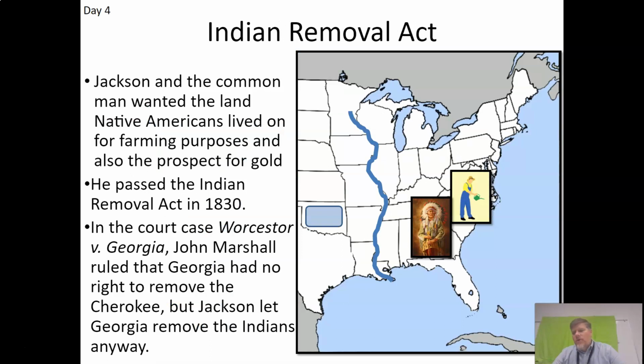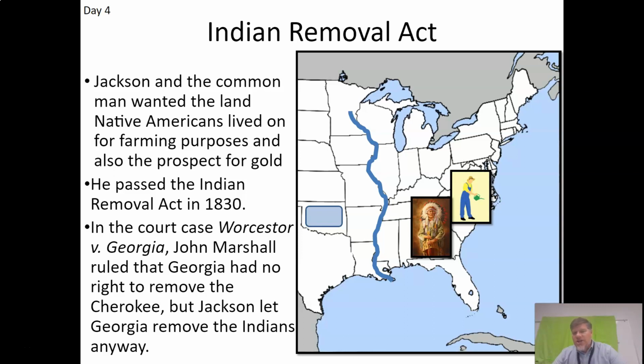All right. What Andrew Jackson is most famous for is the Indian Removal Act. He passed the Indian Removal Act in 1830, and then here's a key thing that you may need to know about. So the Indian Removal Act and Worcester versus Georgia, these laws. So Worcester versus Georgia is a Supreme Court ruling.